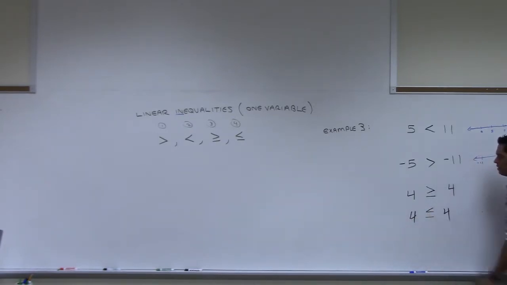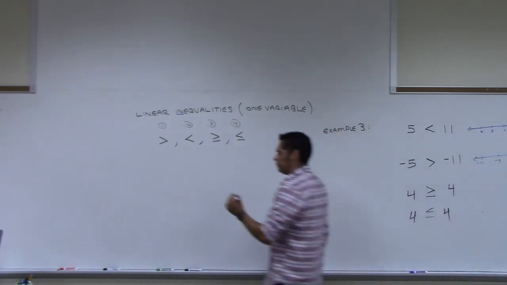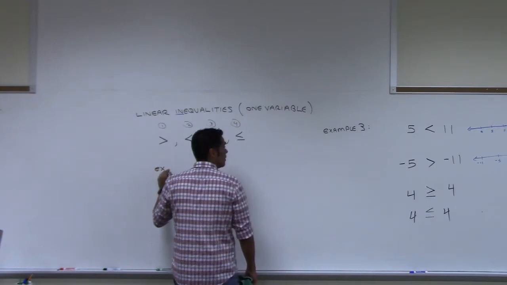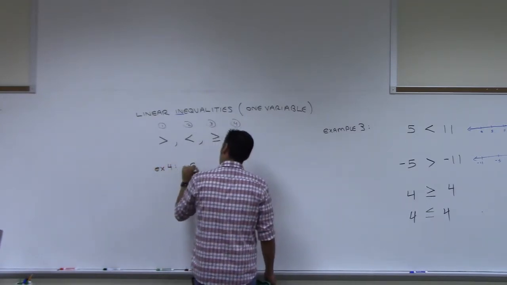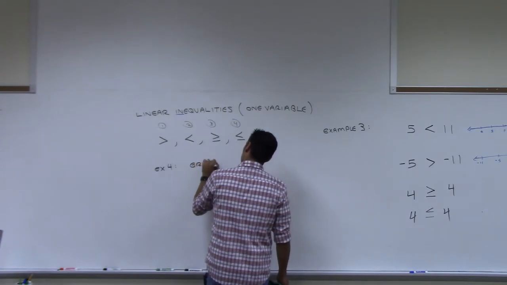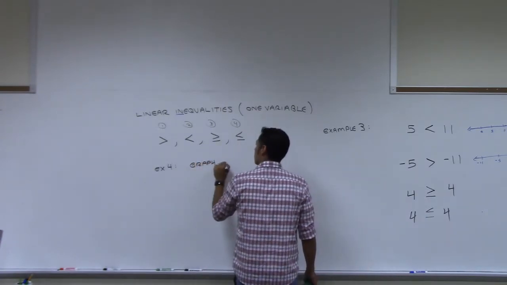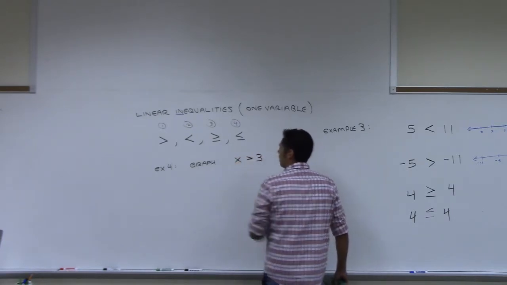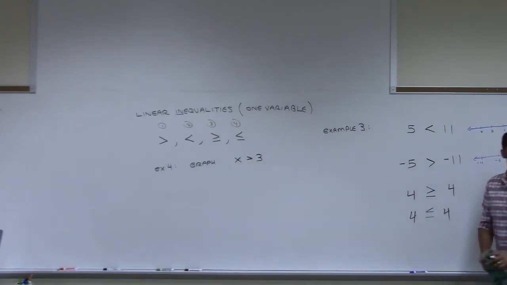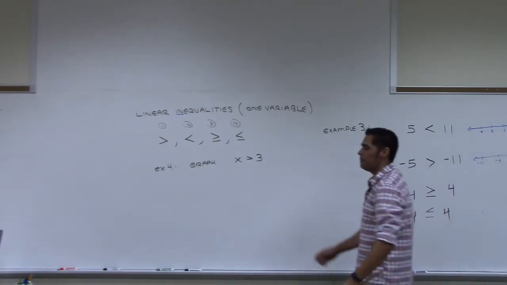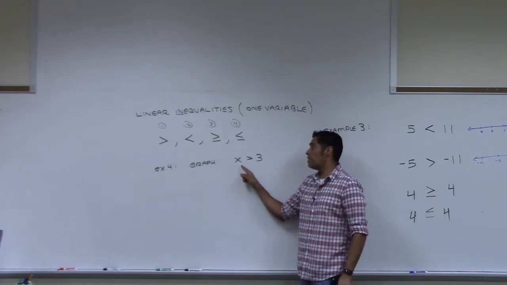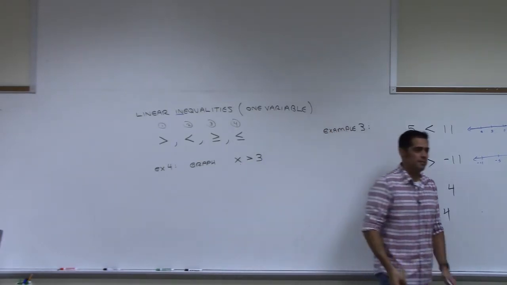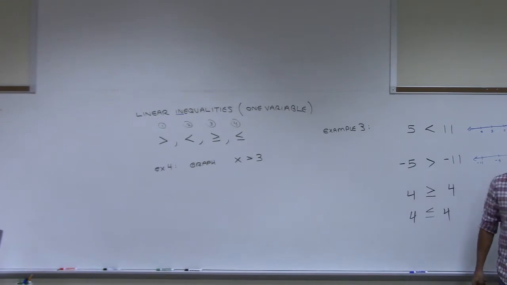All right, and I'm getting the feeling that y'all understand this. All right, so let's try something else. Example 4. I want you to graph x is greater than 3. So this means I want you to graph, well, can anyone give me a value of x right now that's bigger than 3? 4, what else?